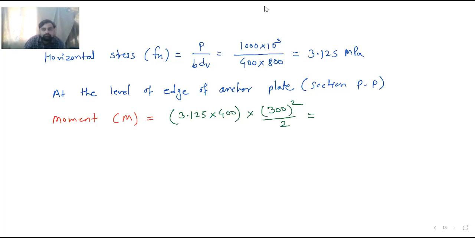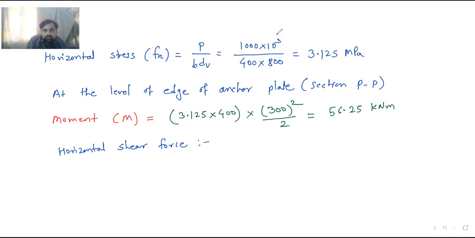What is the value? 56.25. Okay, this is 56.25 kilonewton meter. This is the moment. Then we will calculate the horizontal shear force. So what is that horizontal shear force?